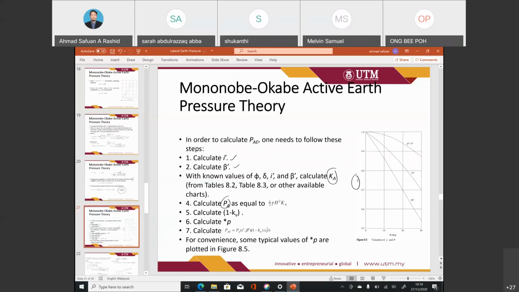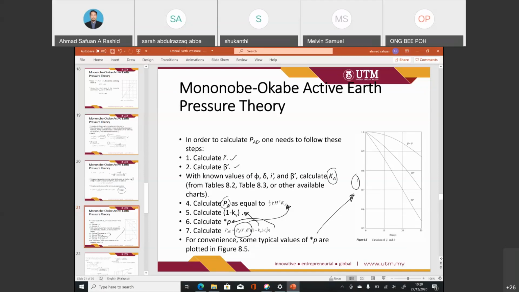This refers to the one that we have calculated in this case, because we are using i prime and beta prime. So this refers to procedure number 5, and the last one refers to procedure number 6. So these are the simplifications to get the asterisk P.